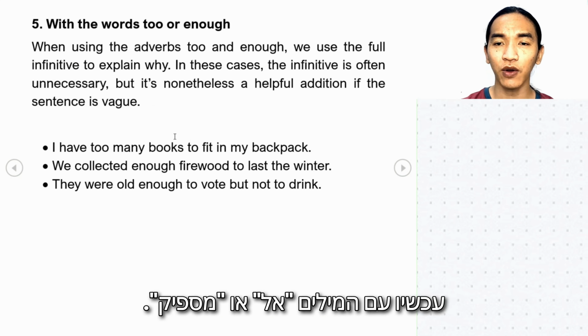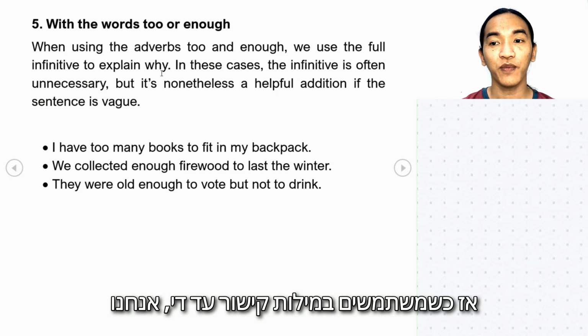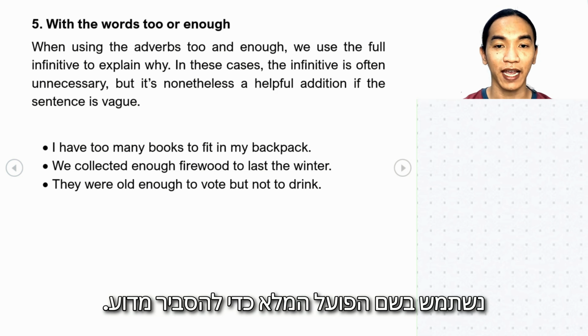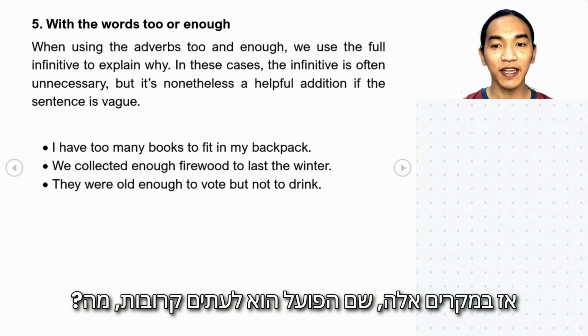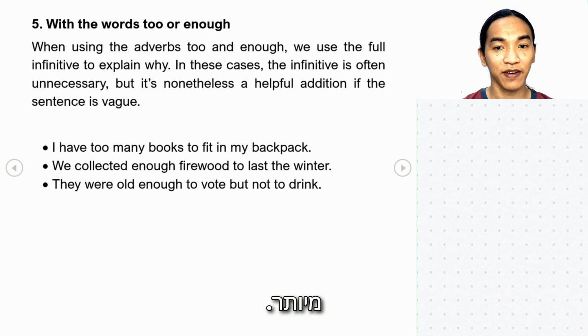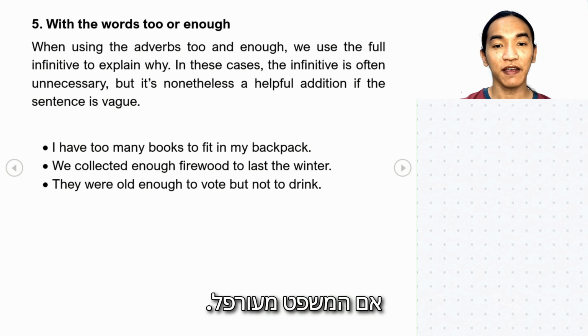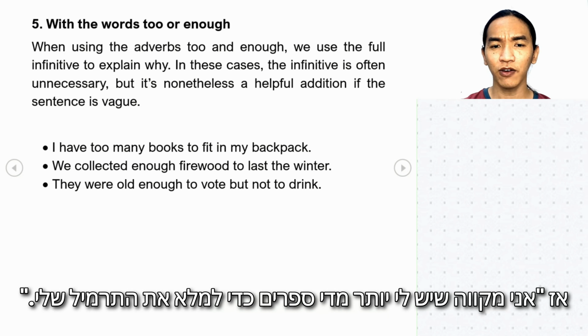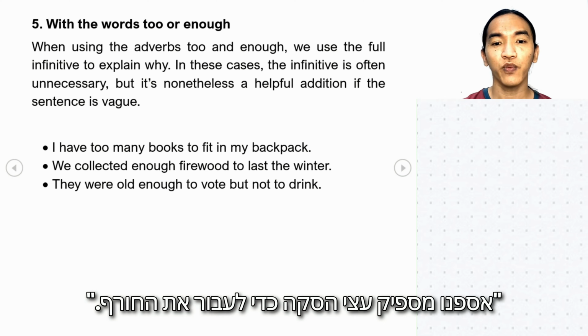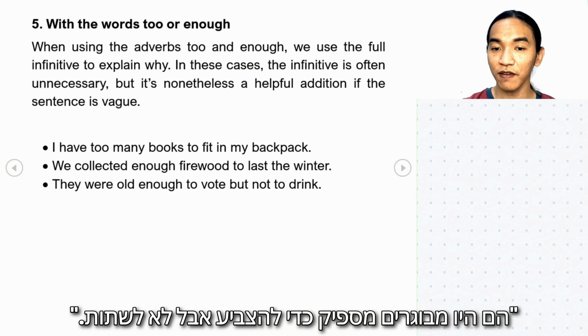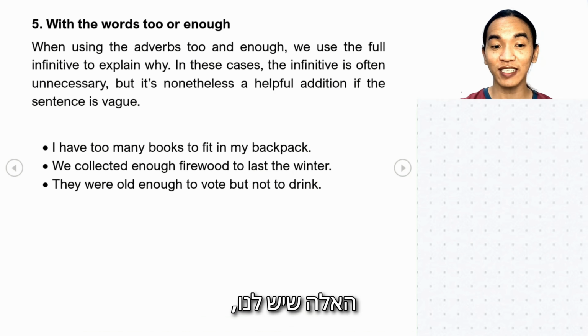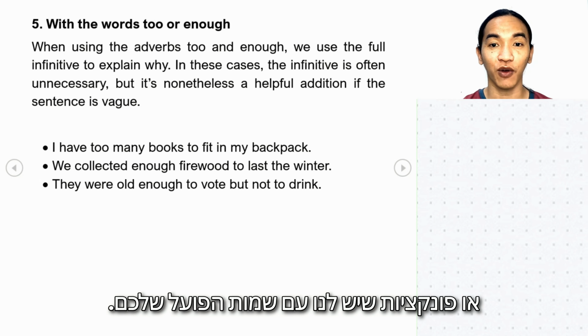Now, with the words too and enough. When using adverbs too and enough, we use the full infinitive to explain why. In these cases, the infinitive is often unnecessary, but it's nonetheless a helpful addition if the sentence is vague. I have too many books to fit in my backpack. We collected enough firewood to last the winter. They were old enough to vote but not to drink. So please pay attention to these usages, or functions, that we have with your infinitives.